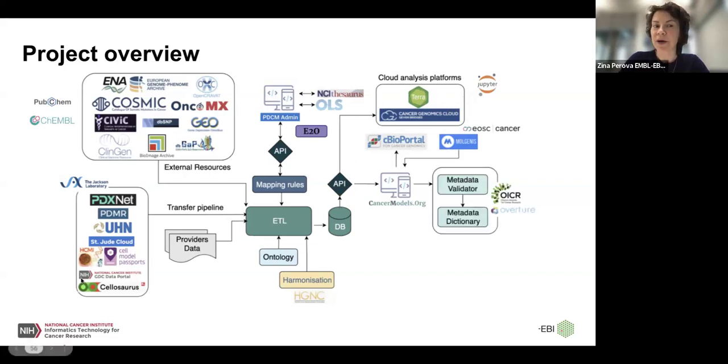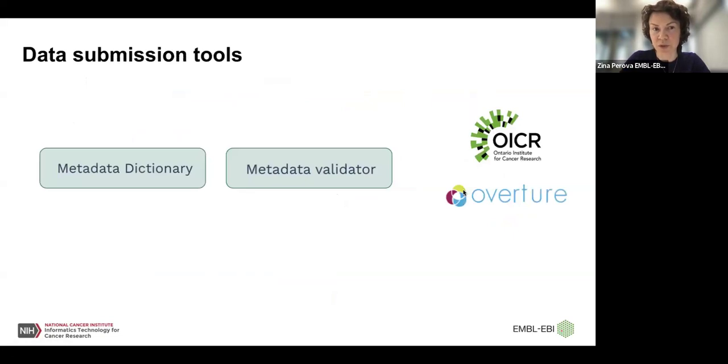So far I've been talking about models that come from major portals. We also have models from individual data submitters, from individual labs. And in order to make the submission of these models to the resource easier, we paired with the Ontario Institute for Cancer Research to implement their Overture components of the Overture software to create a metadata dictionary and metadata validator as our data submission tools.